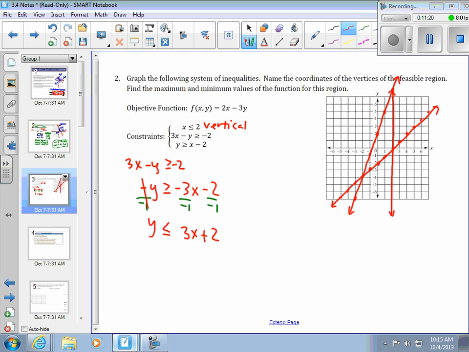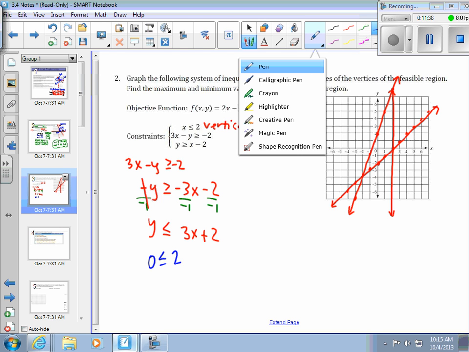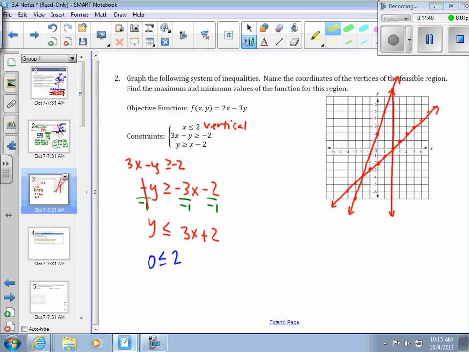Now, again, we have to shade in here. So we want to do a little shading and figure out where our feasible region is on this one. If you test out the line we just did with a point like (0, 0), you get that 0 is less than or equal to 2, which is true. So we want to shade on the side of (0, 0), which would be right here.